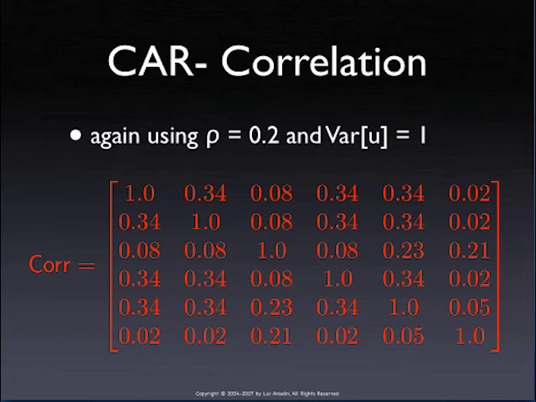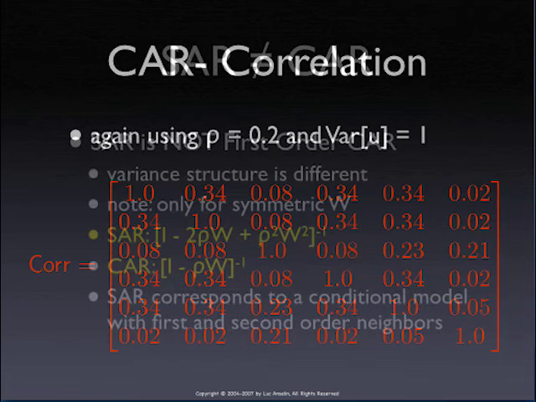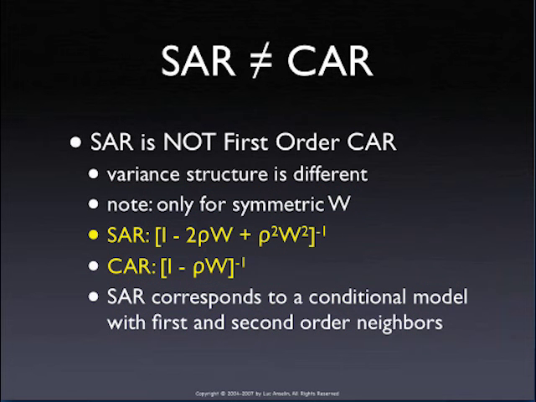Also, very important, they're not the same thing. So an SAR is not the same as a first order conditional autoregressive model. The variance structure is different. Even if the SAR would have a symmetric weights matrix, which it could, its variance is not the same as for the conditional model. So you see the SAR model you can think of as a counterpart to a conditional model that would have 2 neighbors involved in the conditions, 2 orders of neighbors.